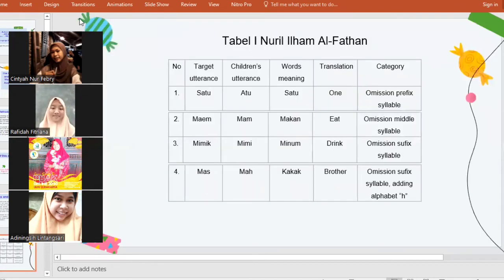Next. Table 1. The child, namely Nuril Ilham Alfatan. Based on the data above, the child named Nuril Ilham Alfatan can speak a little bit, although it is not very clear and needs regular understanding. As an example above, the word mas should have been pronounced ma. He changed the letter S to H. Next.